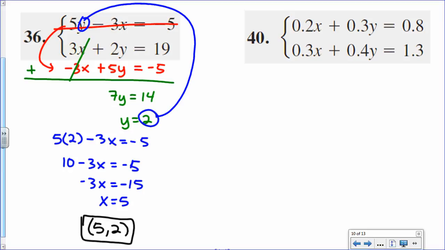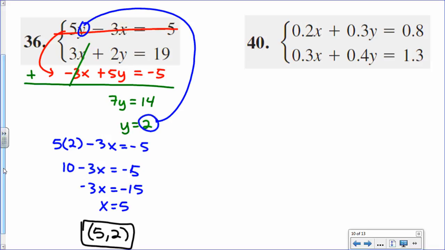So first, check that it's in standard form. So is everything lined up? Yeah. Okay, so we can start our elimination. Can I eliminate by adding or subtracting? No, I'm going to have to multiply, and I'm going to have to multiply both equations. Since you have to multiply both, you can choose x or y. I'm just going to do x. And the easiest way to do this is to just switch their coefficients.